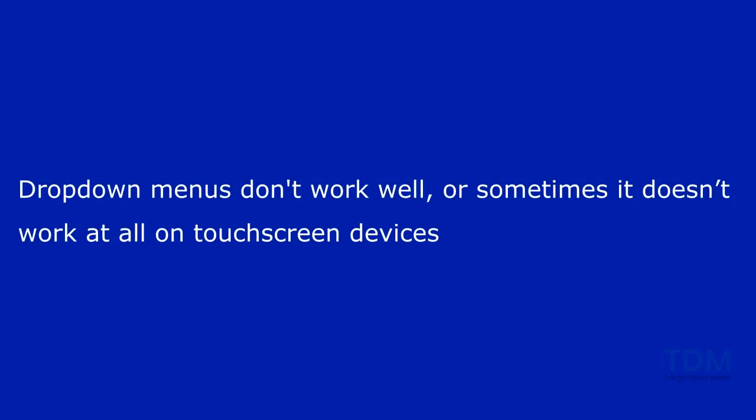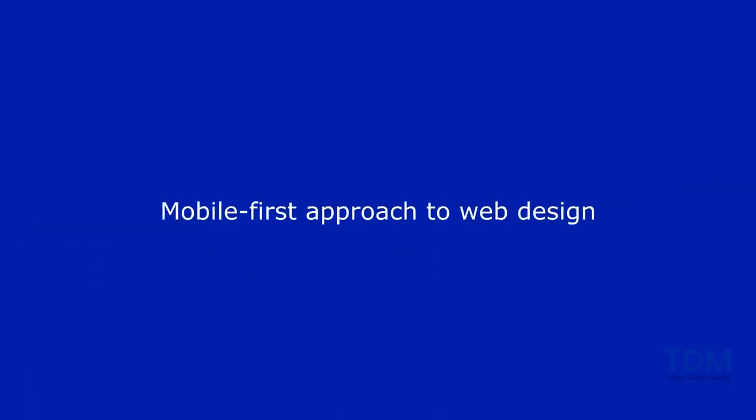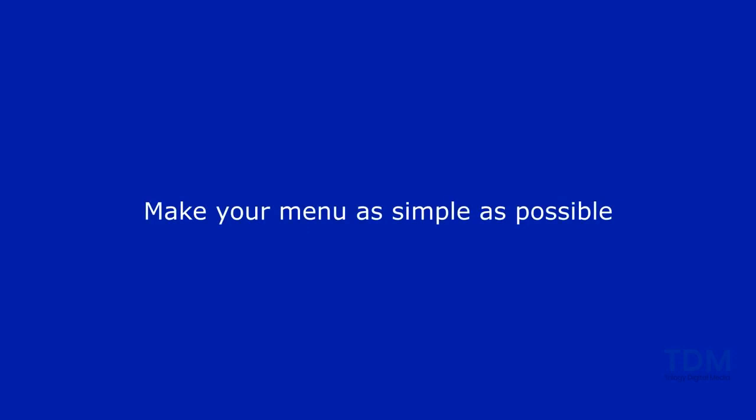Drop-down menus don't work well, or sometimes don't work at all on touchscreen devices. And with small screen size, you do not really have room for gigantic drop-down menus anymore. A lot of these issues can be resolved by using a theme that takes a mobile-first approach to web design and provides proper mobile-ready menus. Creating a menu that actually makes sense to your user is up to you. One thing to note is this: try to make your menu as simple as possible.